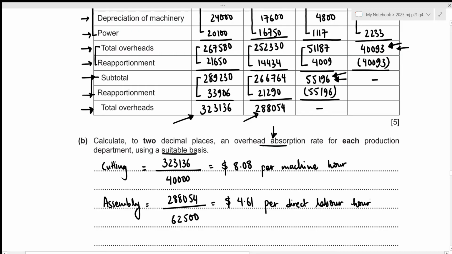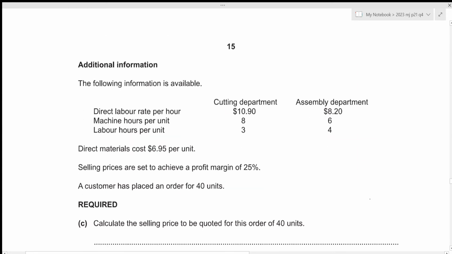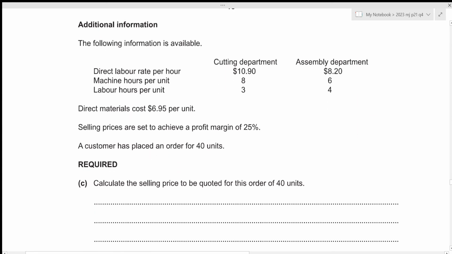We can now move towards the third one. We're given additional information. We're given the direct labor rate per hour, machine hours per unit, labor hours per unit, and the direct materials cost 6.95 per unit. Selling prices are set to achieve a profit margin of 25%, and a customer has placed an order for 40 units. Now we just need to calculate the selling price to be quoted for this order of 40 units.